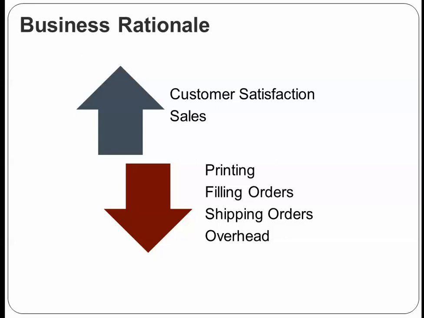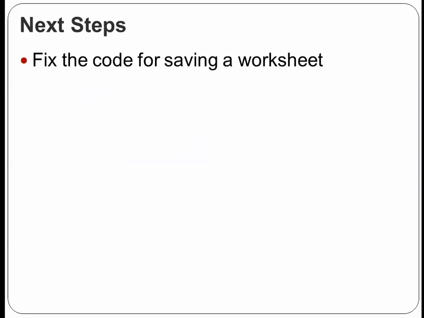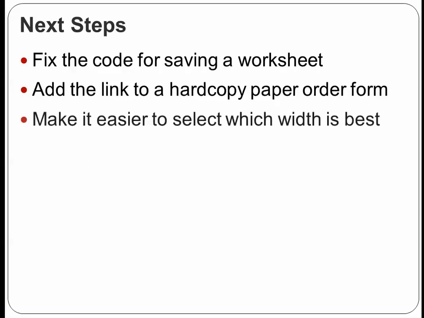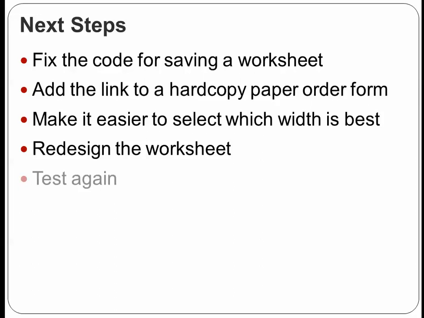As I conclude this presentation, allow me to review my recommendations. Prioritize fixing the code for saving a worksheet and retrieving it later. Add a link to the hard copy paper order form to increase sales opportunities. Then make it easier for your customers to select which width is appropriate for them. Then implement the recommendations to redesign the worksheet to make it easier for students to learn how to write with the app. Lastly, test again. As you implement any changes, retesting will make sure that a fix didn't break something else unintentionally.